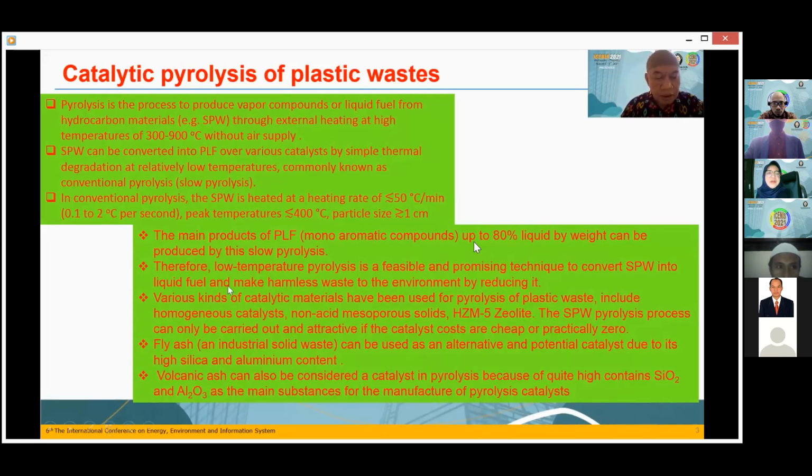On the other side, volcanic ash contains quite high silica and aluminum components, as in commercial catalysts. So this ash can also be considered as a catalyst in pyrolysis as a substitute for commercial catalyst. So that the styrofoam plastic pyrolysis process can be carried out effectively since the catalyst cost is cheap and practically zero.